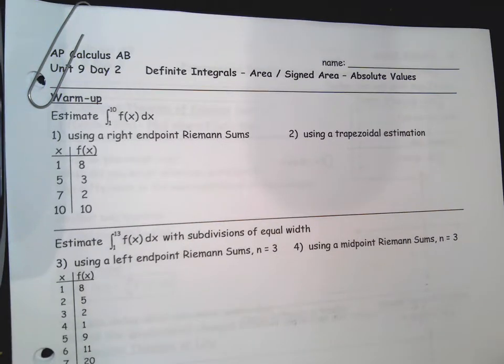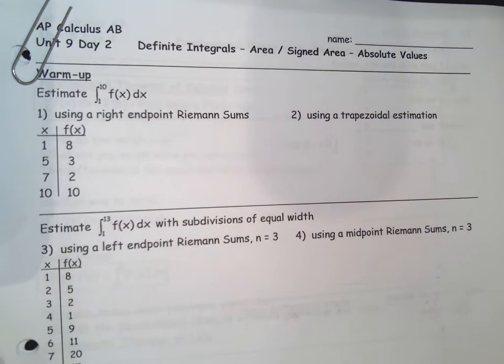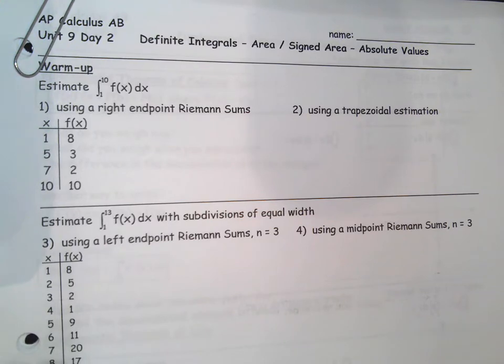AP Calculus AB, Unit 9, Day 2. There's a warm-up. Practice some of it. There's three problems, 1, 2, and 3. So go ahead and try and practice this. This is like problems from the previous assignment.